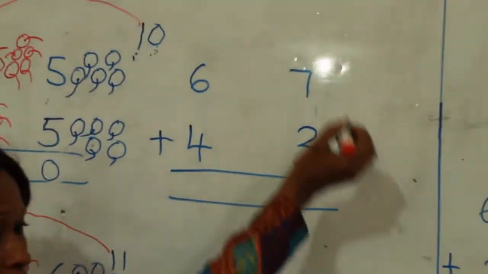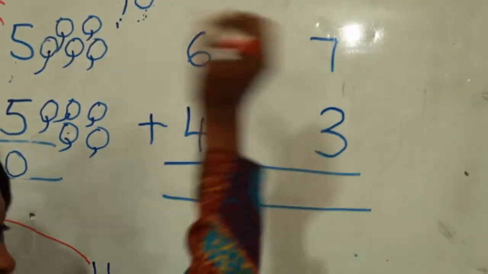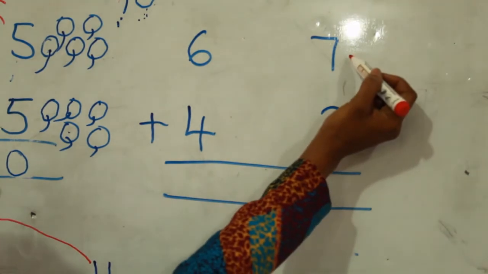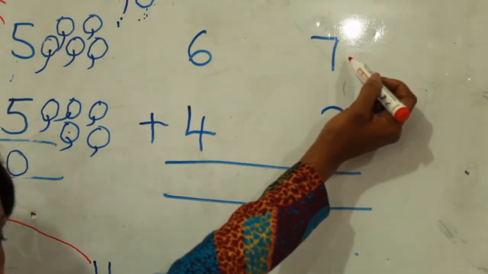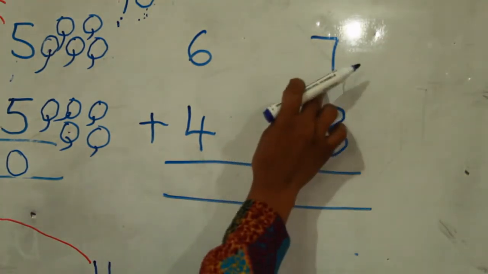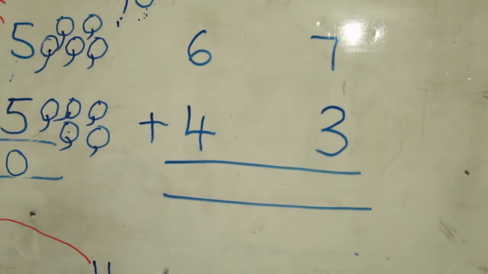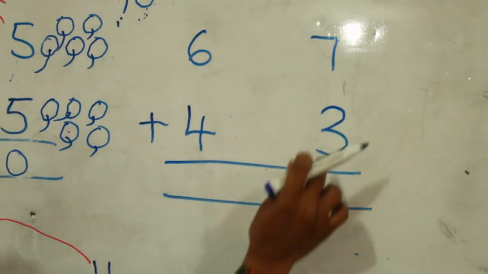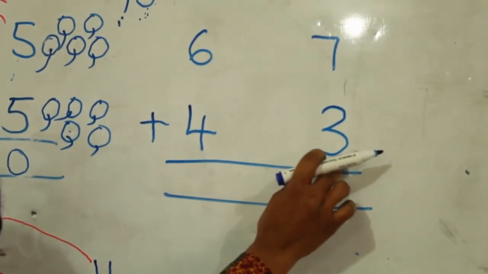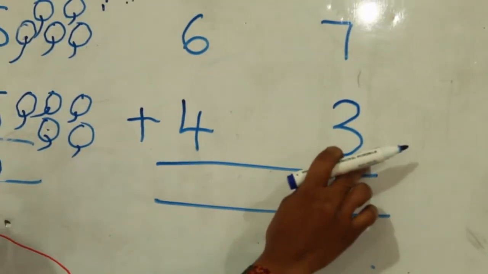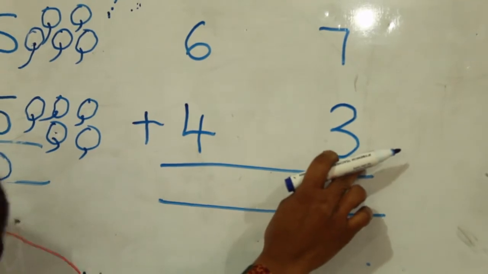Don't forget, I told you, you should always start from the right hand side, your right hand. Okay? So from the top, what number is this? This is number 7. I'm going to draw 7 counters for number 7. And then what number is this, children? This is number 3. And I'll also draw 3 counters for number 3.